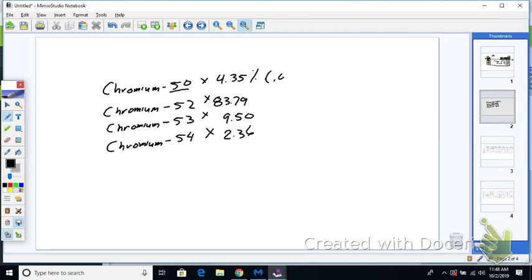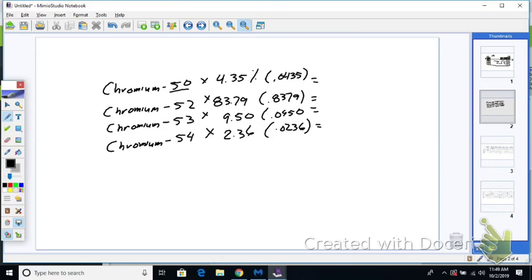So what you guys did is you multiplied these out, but when you multiply them out, you have to multiply by 0.0435, 0.8379, 0.0950, and then 0.0236. And then you got your answers.